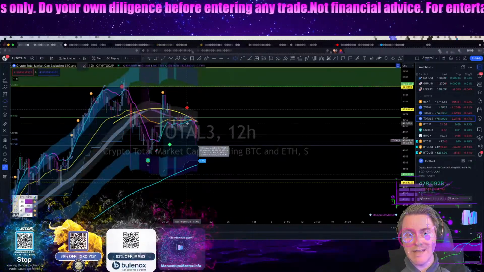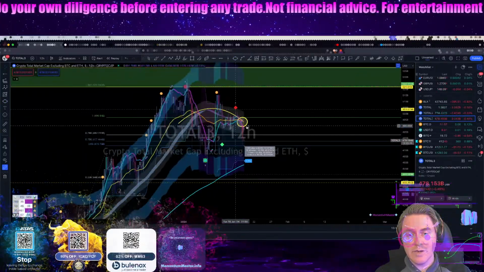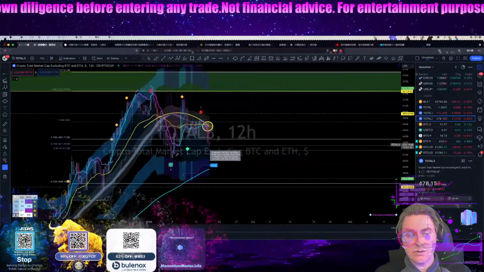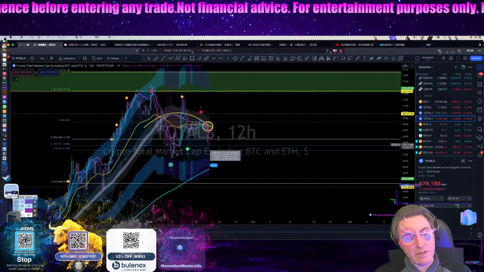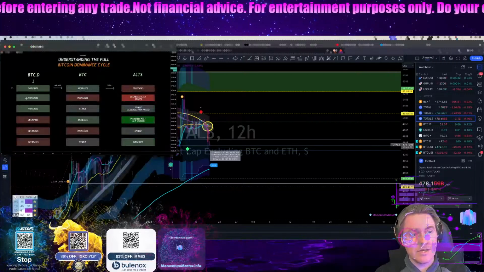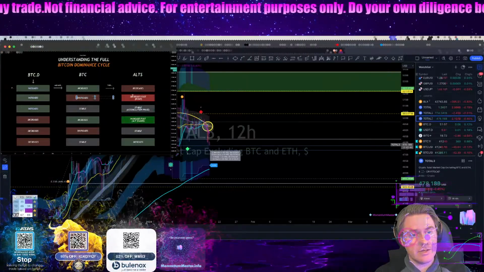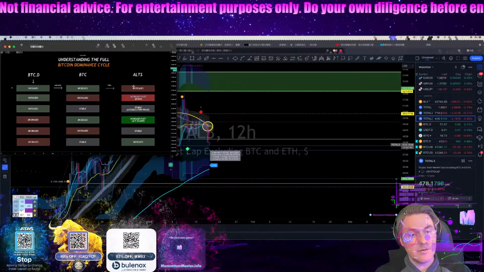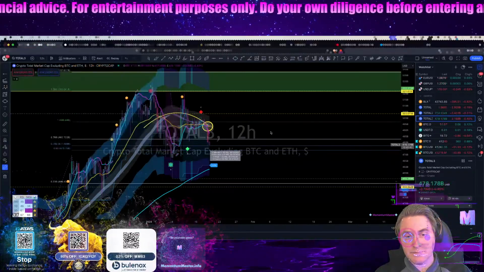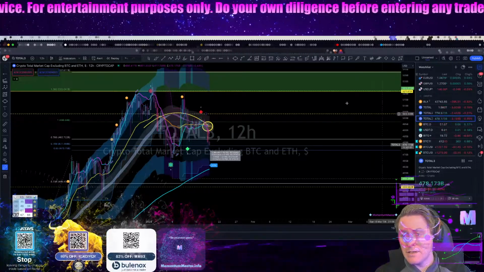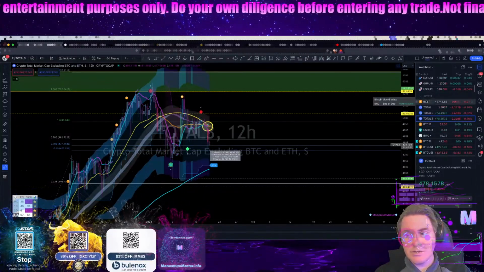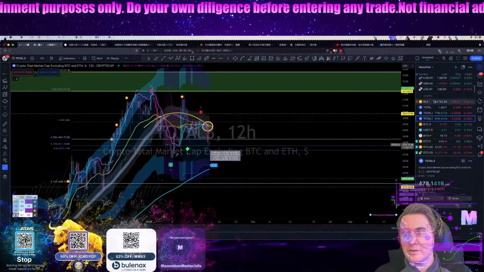You have the cross down event on the 12-hour for alts, so the alts might be having a bit of a problem. If the dominance increases and Bitcoin decreases, the alts will dump faster. Okay, so that means you can position into an alt that has yet to drop.